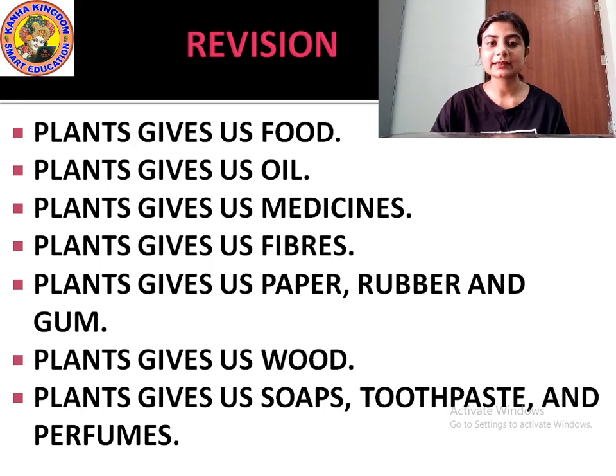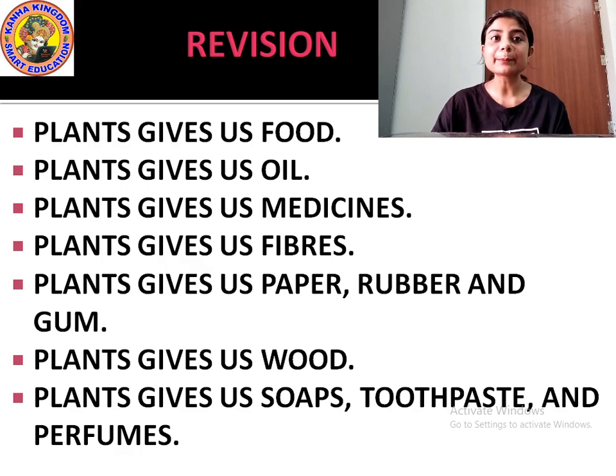Okay, then plants also give us fibers. Fibers are the thread that is used to make clothes. Yes or no? These fibers are obtained from plants such as the cotton plant. Sorry, not coconut, it's cotton plant. Cotton plant gives us cotton fiber. Then jute plant gives us jute fiber. Then flax plant gives us linen fiber. These are the different kinds of fiber obtained from plants, which are used to make clothes.